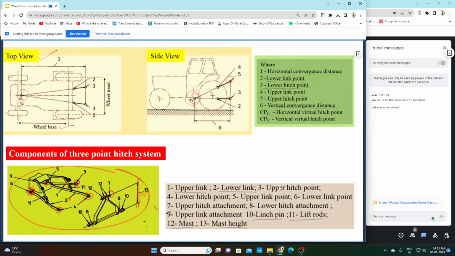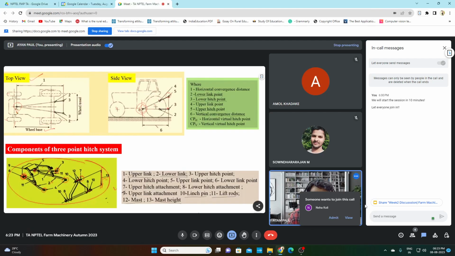Third is the upper hitch point. The rearmost point of the link is known as the hitch point, which is connected to the implement. So this third point is the upper hitch point, and this fourth point is the lower hitch points. Then there is the link point. The link point is the point at which someone is joining.